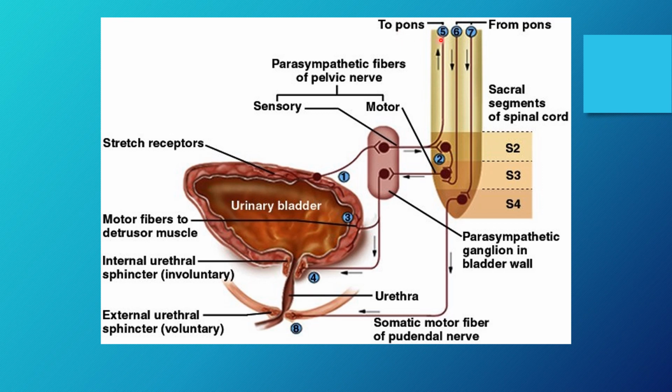So this is the influence of the higher centers. This is from the pons, and the afferent information is going from the bladder to the pons, and information is coming from the pons to the bladder. The sacral segments of the spinal cord are the sacral micturition centers, and you can see the parasympathetic ganglion in the bladder. It controls the somatic motor of the pudendal nerve. So when there is facilitation from the higher center, only then micturition takes place, by inhibiting the pudendal nerve.